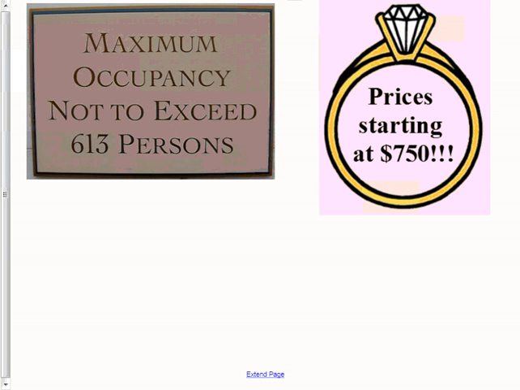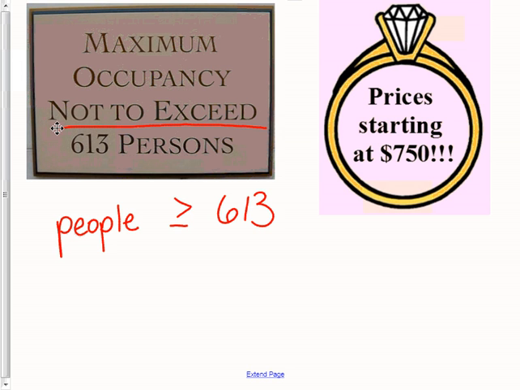All right, next one. Maximum occupancy not to exceed 613 persons. We see this sometimes in a restaurant when they talk about how many people are allowed according to fire codes or something like that. Not to exceed means not to go over 613 people. So the number of people that can be there has to be either equal to 613, or, excuse me, not greater. That would be bad. It has to be not exceed. That means it has to be either less than 613, or it can be exactly equal to 613.